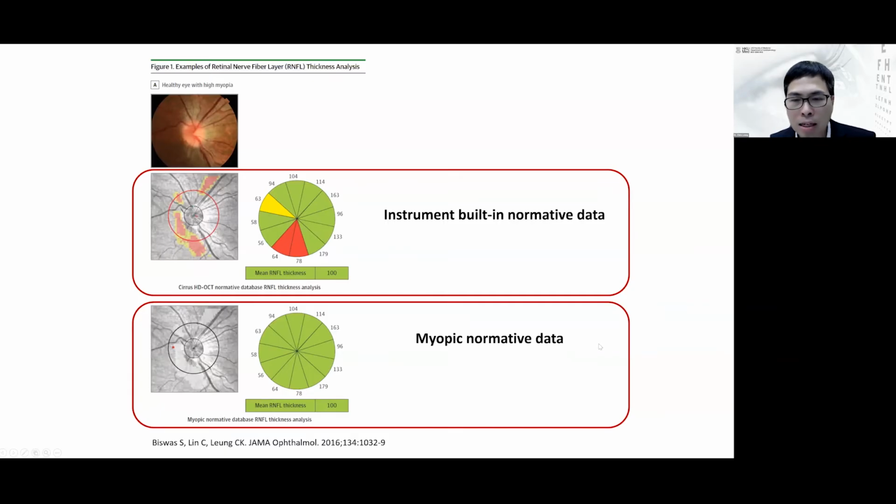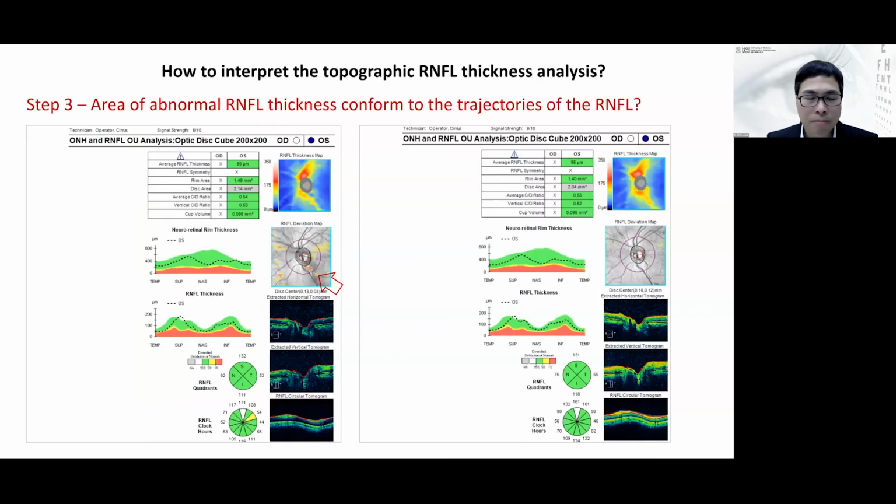But when we apply a myopic normative database, we no longer see these red pixels in the probability or deviation map. So we need to be cognizant that when we image a retinal nerve fiber layer, we need to understand the refractive errors of our subjects, and we need to interpret OCT findings properly, taking the thickness map and the deviation map into consideration.